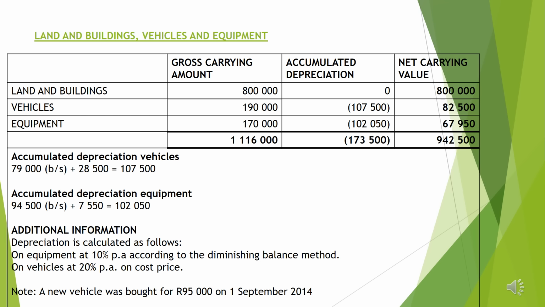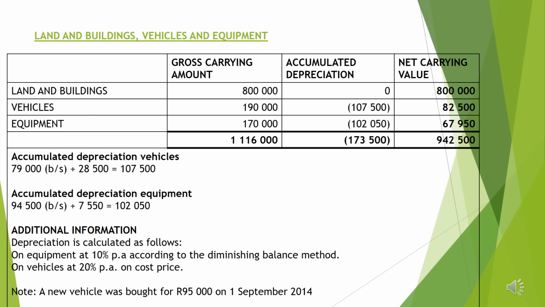Then you say 190,000, which is the historical cost, minus the accumulated depreciation, then you get your 82,500. Then when we are preparing your statement of financial position or balance sheet, you're going to use this amount, net of depreciation and all accumulated depreciations.